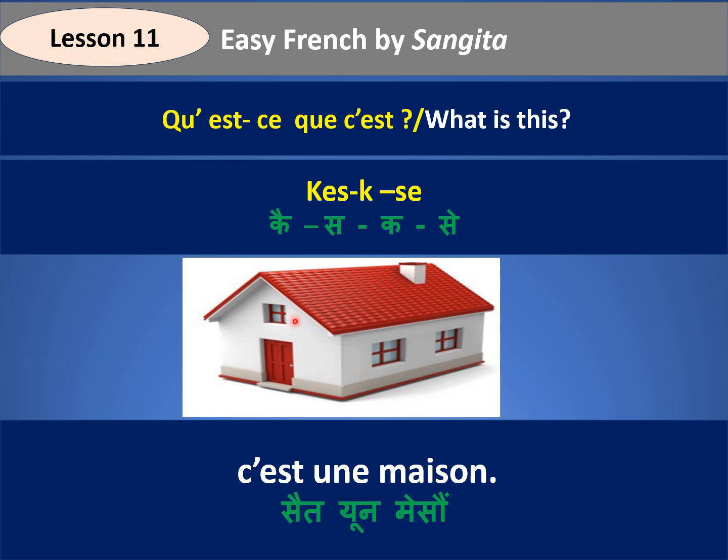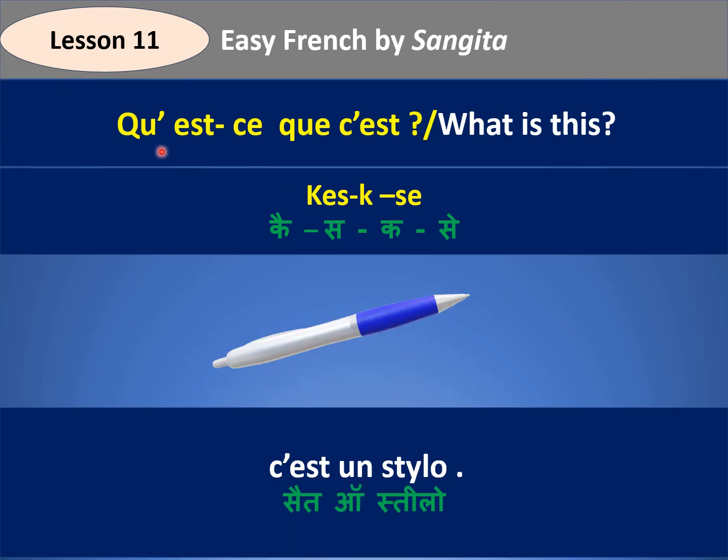Okay. Now next example. Now this is again qu'est-ce que c'est in singular form. Qu'est-ce que c'est? What is this or what is it? So this is a pen. Now pen is masculine. So you are going to say c'est un stylo. C'est un stylo means this is a pen or it is a pen, and indefinite article un means masculine, right?